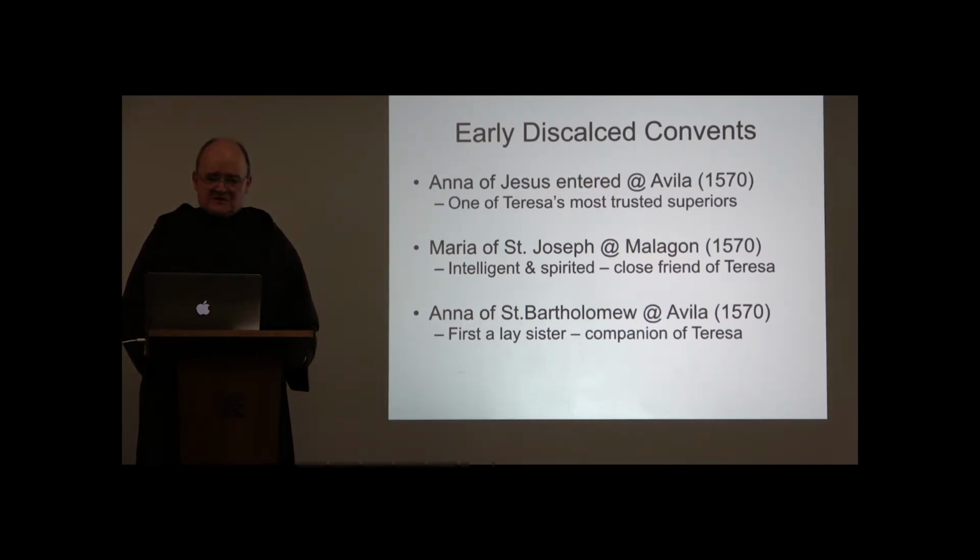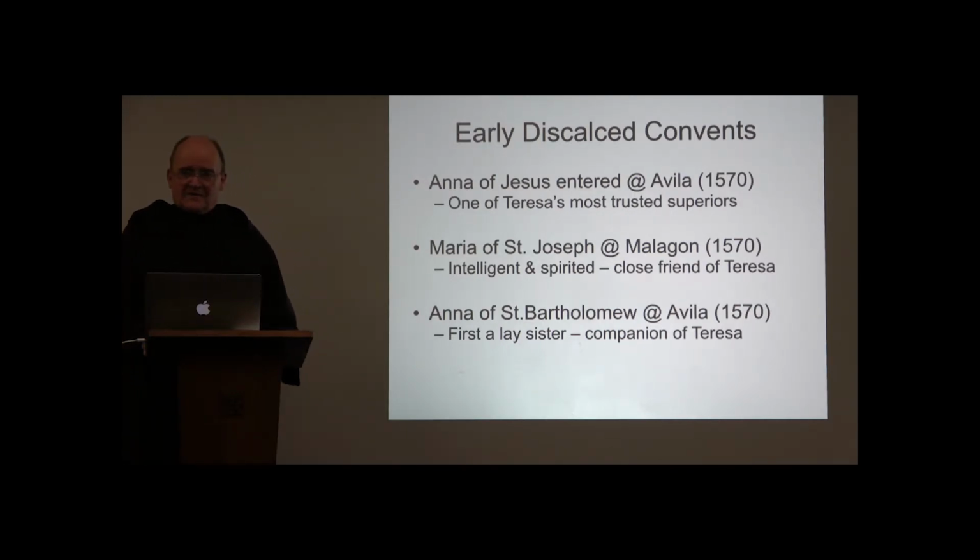Maria of St. Joseph entered the house at Malagon. She was a rather lively, fiery personality, very flamboyant, that appealed to Teresa's fun side, and also a very close friend who was going to promote the attractiveness of Teresa's houses with people on the outside.